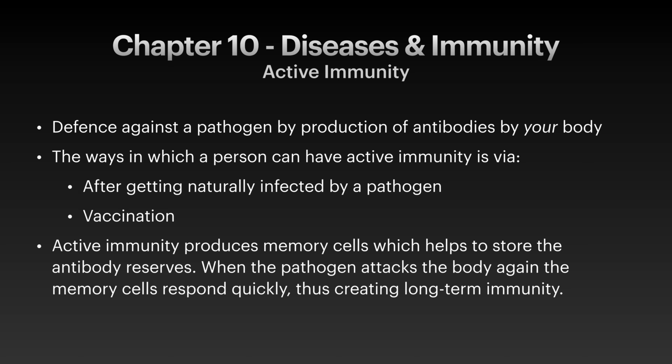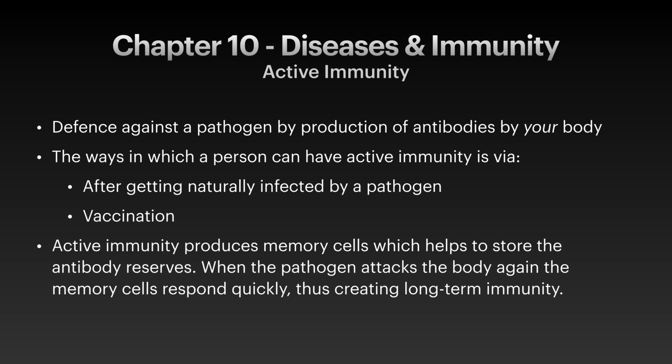Now we come to a crucial concept: immunity. There are two types you need to understand: active immunity and passive immunity. Let's deal with active immunity first. Active immunity is a defense against a pathogen by antibody production in the body. It's called active because your body actively produces these antibodies. Active immunity can be gained in two ways.